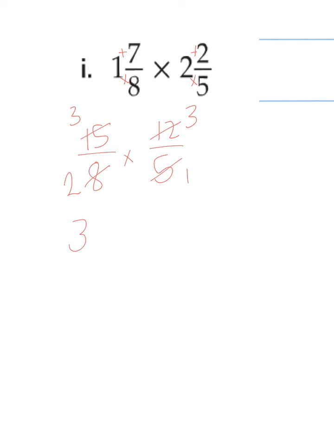Now take your numerators, 3 times 3, times your denominators. We have 9 over 2. Turn this improper fraction back into a mixed number. 2 goes into 9 4 times, which gives me 8, so then there's 1 left over out of 2.